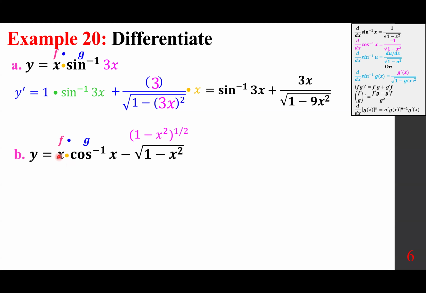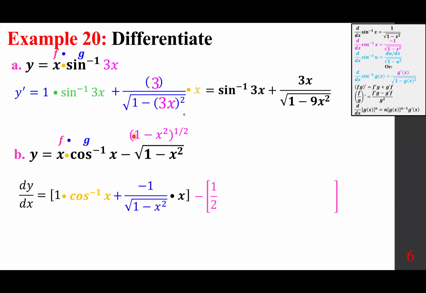All right, so let's see how that works. FG: 1 times cosine inverse, and cosine inverse minus 1 over square root of 1 minus x squared times f, which is x. So that one is done. Now this one, we put it in a format that the extended power rule can be used: minus 1/2, 1 minus x squared to the power of negative 1/2. The derivative of the inside is negative 2x. We're done with calculus. We're going to rewrite this.